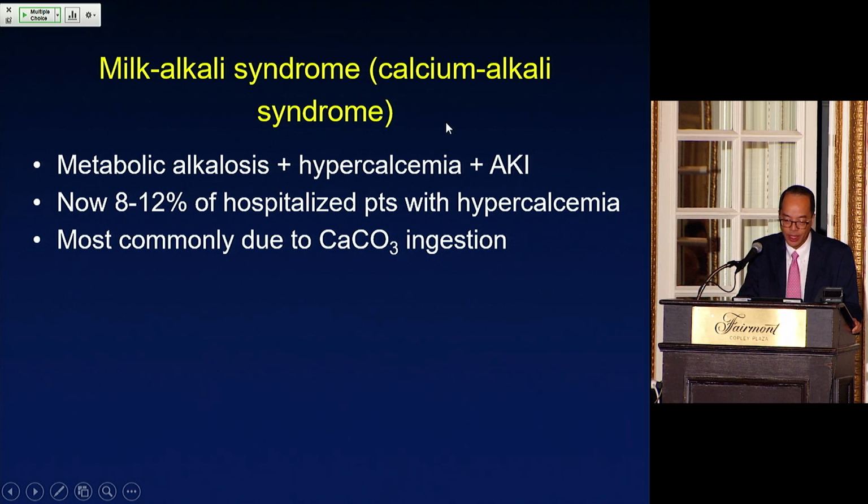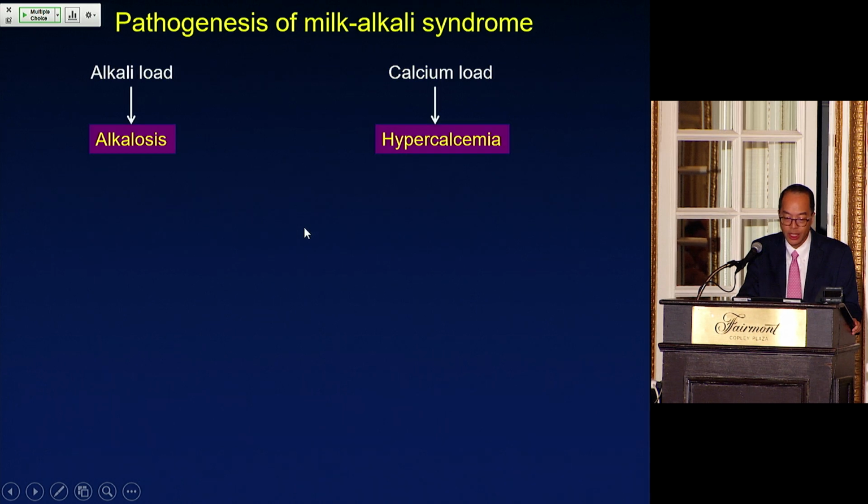So this refers to the combination of metabolic alkalosis, hypercalcemia, and AKI. It now accounts for nearly 12% of hospitalized patients with hypercalcemia, so it's pretty common, and it's due to the increased use of calcium carbonate nowadays. And the pathogenesis is as follows. So patients have to get an antacid that has calcium, so it's both an alkali load and a calcium load.